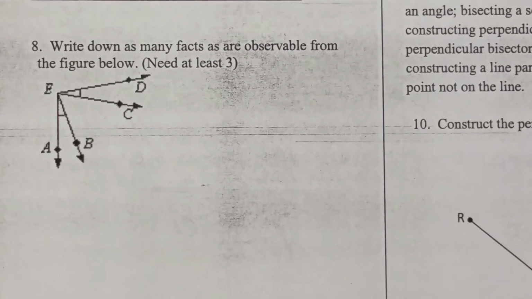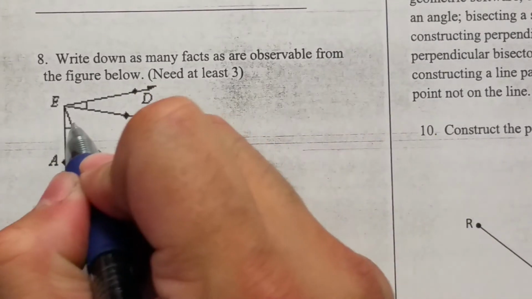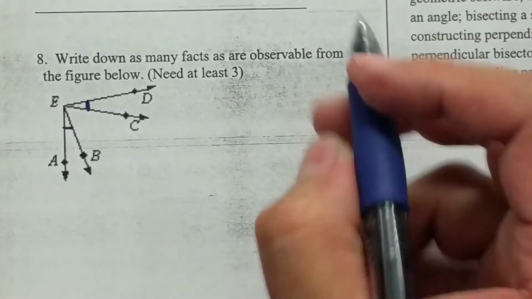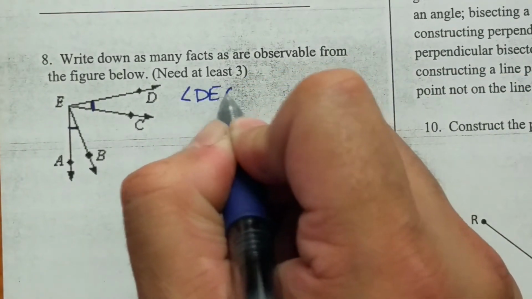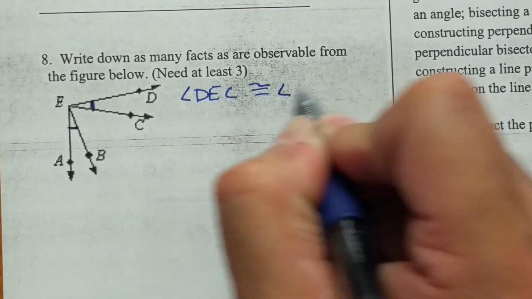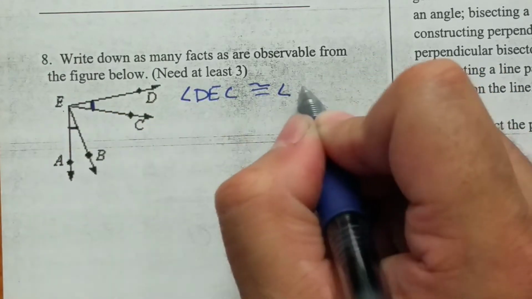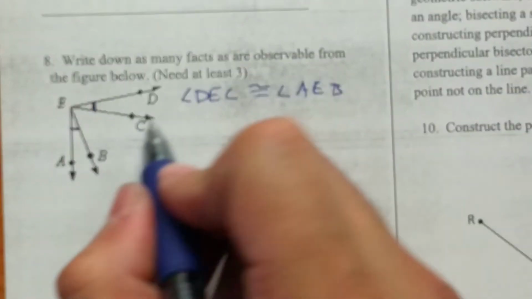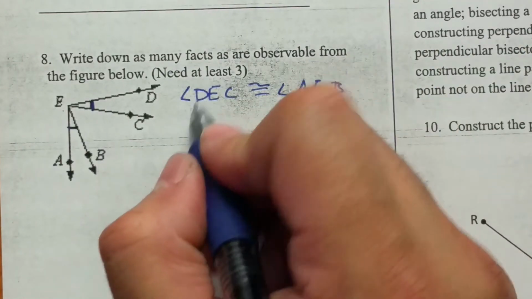Now here, write down as many facts as are observable from the figure below. Need at least 3. So these markings right here are important. These mean that they are congruent to each other. So I have that angle DEC is going to be congruent to this one down here, angle AEB.